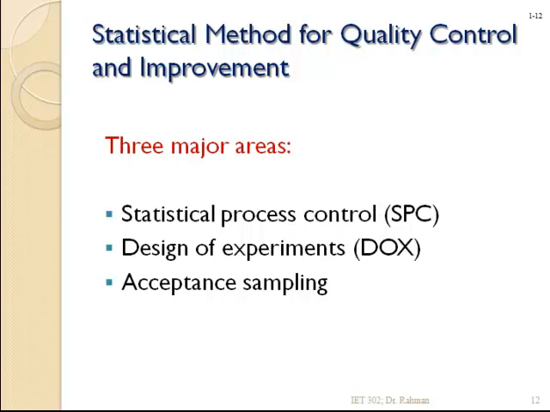And there are three major areas of quality control. One is statistical process control, which we will cover in this course. Then design of experiments, which we will not cover much in this course. And another one is the acceptance sampling plan, and this topic we will cover in this course. So basically, among these three, we will elaborate on statistical process control and acceptance sampling plan.